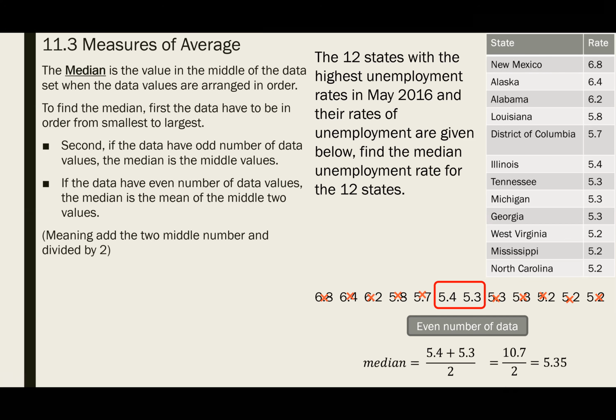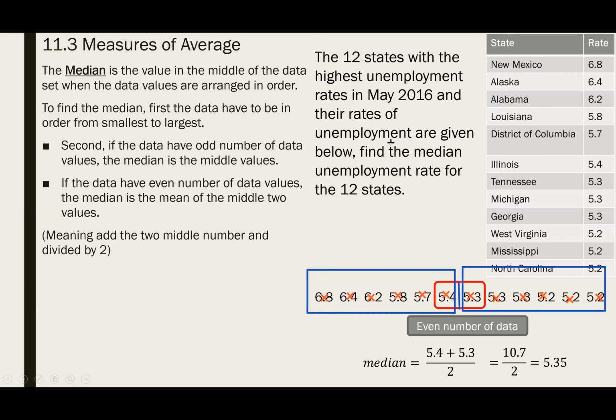If we add them up and divide by 2, the median is somewhere between these two numbers, right here: 5.35. This is the unique thing about the median: it is symmetric. I have 6 data points on the left and 6 on the right, and my median is in the middle position. This is how you find your median if you have even data.